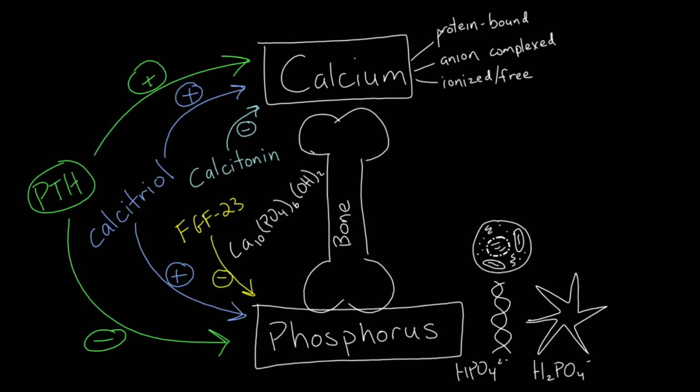Phosphorus balance is primarily regulated by PTH and by FGF23, which promotes renal excretion of phosphorus. At this point, you should begin to think about how alterations in any of these hormones may contribute to changes in overall calcium and/or phosphorus homeostasis.